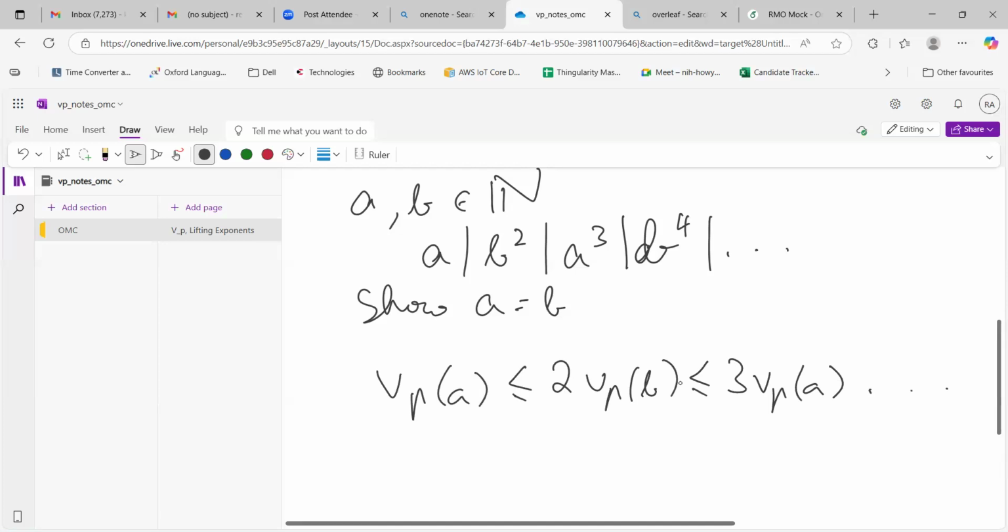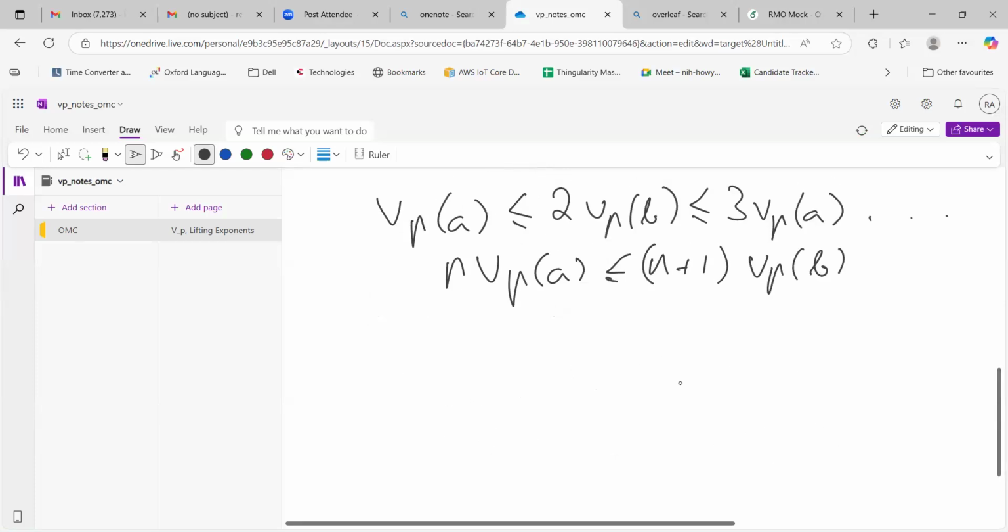For any odd number n, we have n VP of A is less than or equal to n plus 1 times VP of B. That would give us that VP of A by VP of B is less than or equal to n by n plus 1 for any odd n. But we also have, if n is an even number, how do we bound VP of B by VP of A?